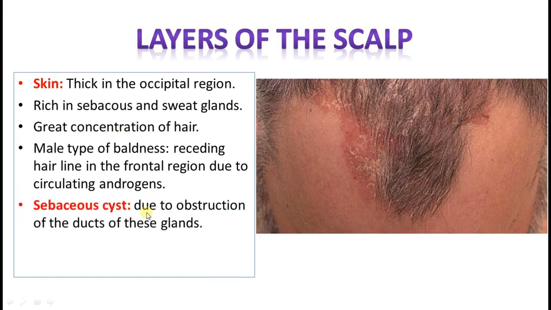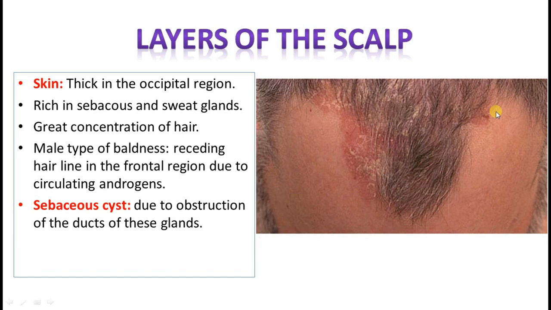Okay, so due to obstruction of the ducts of this gland, very common in the skin of the scalp, sebaceous cyst, and the sebaceous cyst is also very painful because the skin is very tightly adhered to the connective tissue. Then, loss of hair: this is actually called the hairline, which is variable from person to person, and the receding hairline in the forehead is actually called the male type of baldness.